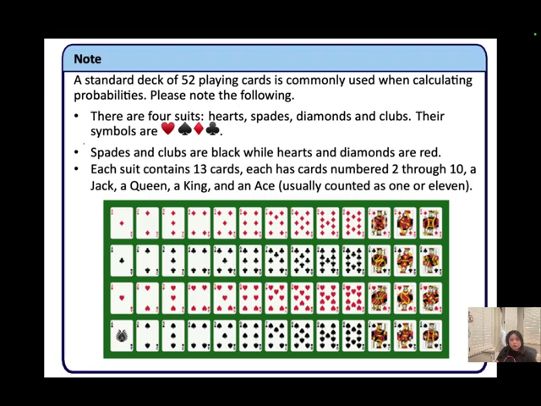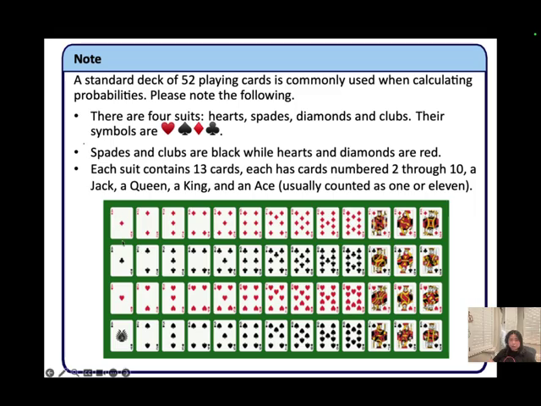A standard deck of 52 playing cards is commonly used when calculating probabilities. Please note the following. There are 4 suits: hearts, spades, diamonds, and clubs, and these are their symbols. Spades and clubs are black, while hearts and diamonds are red. Each suit contains 13 cards.